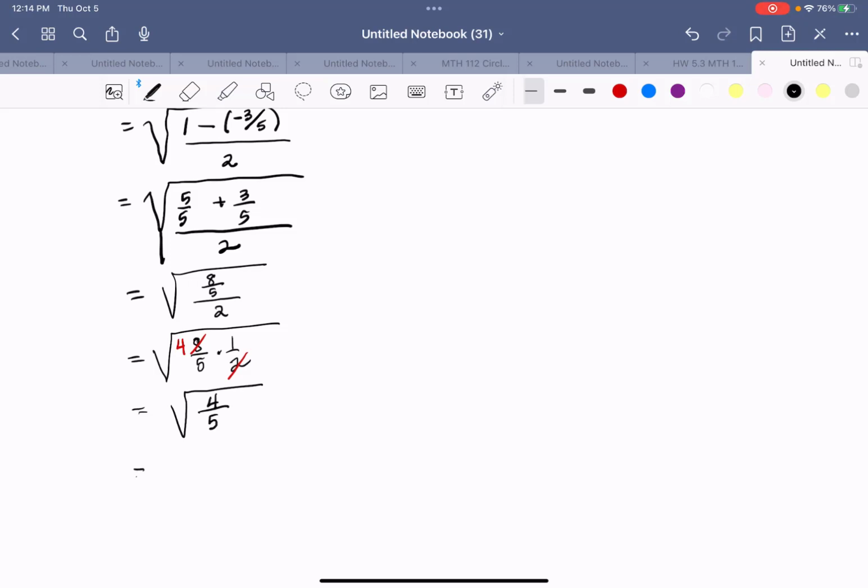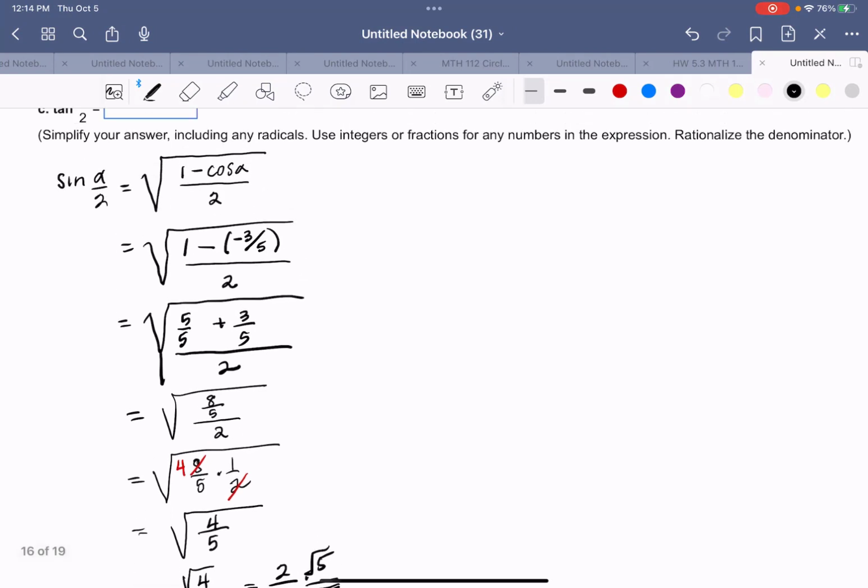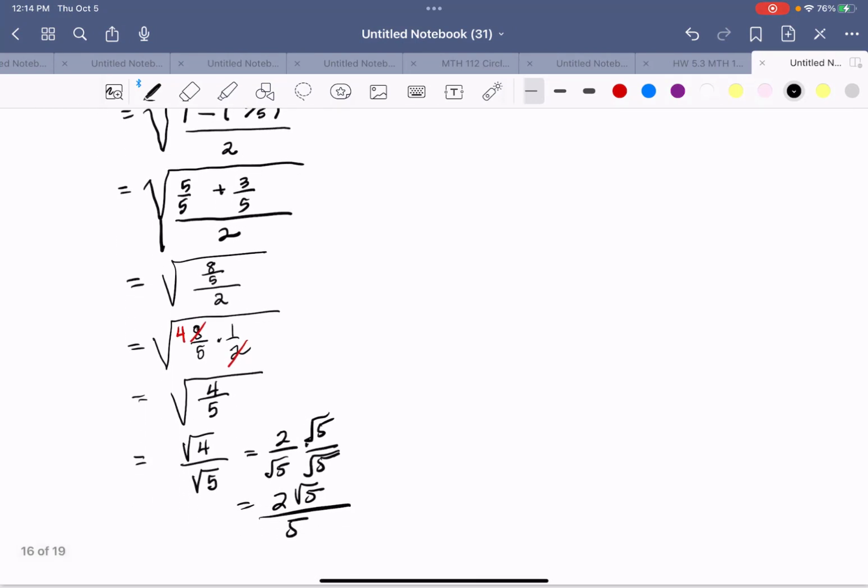4/5. Well, that's the square root of 4 over the square root of 5, which is 2 over the square root of 5. I'm going to multiply the top and bottom by the square root of 5, and we get 2 square root of 5 over 5. And so that is our sine of alpha over 2: 2 square root of 5 over 5.